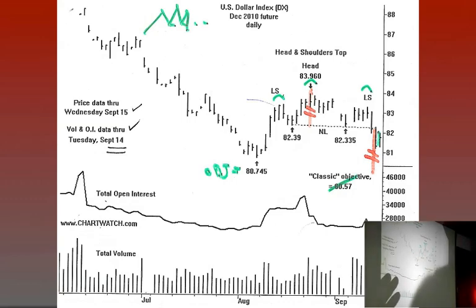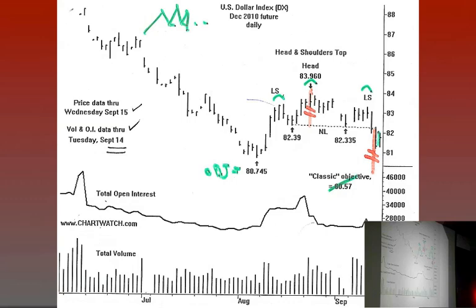Because we're using an arithmetic scale for price, the arithmetic and the graphic objective are going to be the same. Meaning you take this distance and you move it over to where prices broke to the downside. Those two distances are equal. The classic downside measuring objective based upon this height is 80.57.